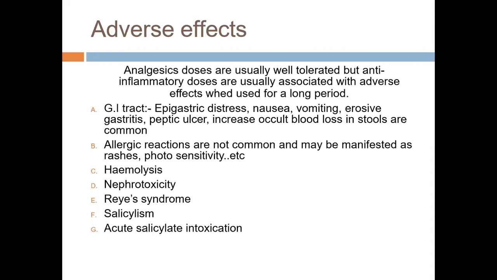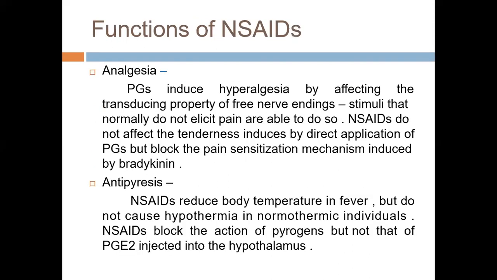For example, in the GIT it can cause epigastric distress, nausea, vomiting, erosion, gastric peptic ulcer, and occult blood in stool, which is very common, and all those types of problems. Allergic reactions are not common and may be manifested as rashes and photosensitivity. It can also cause hemolysis, nephrotoxicity, and Reye's syndrome, and acute salicylate intoxication is an adverse effect of this type of drug.